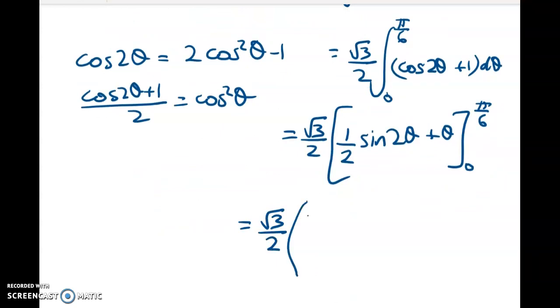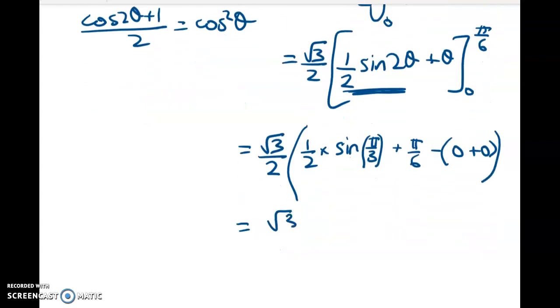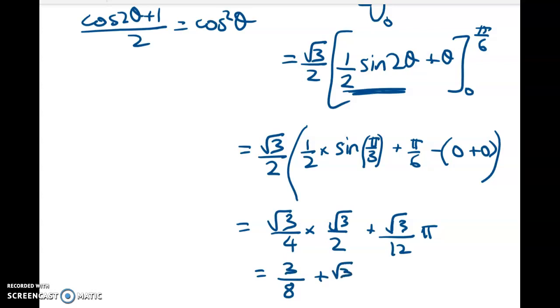So it's root 3 on 2 times 1/2 of sine of pi on 3 plus pi on 6 minus sine of 0 is 0, so 0 plus 0, giving me a final answer of root 3 on 4 times... what have I done wrong here? Something weird's happened. Oh no, that's right. Hang on. That's not right. It's not 1/2. It's root 3 on 2. That's better. And then plus root 3 on 12 pi, which gives me a final answer in exact values of 3/8 plus root 3 on 12 pi.